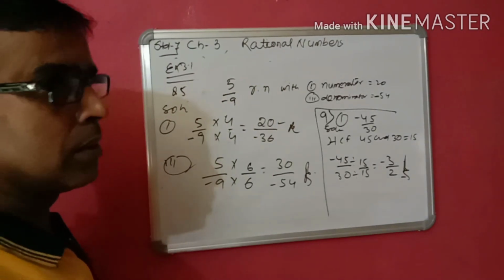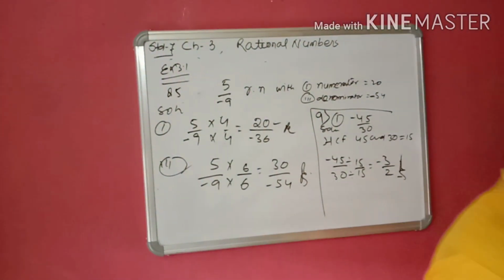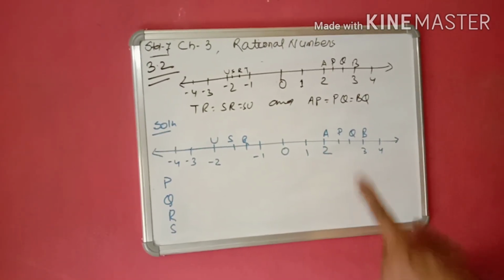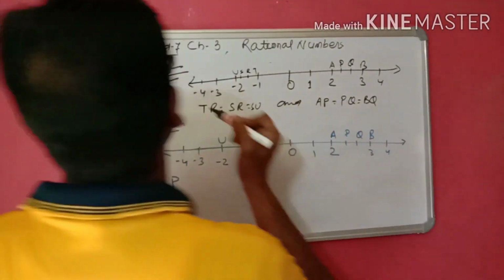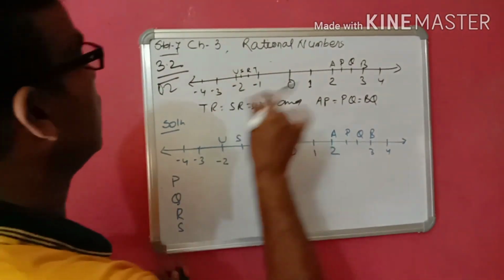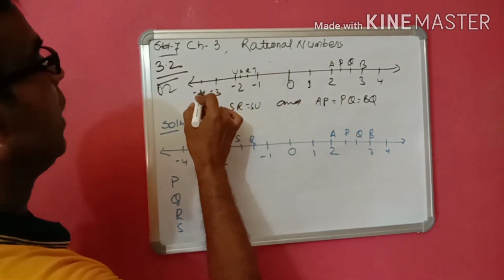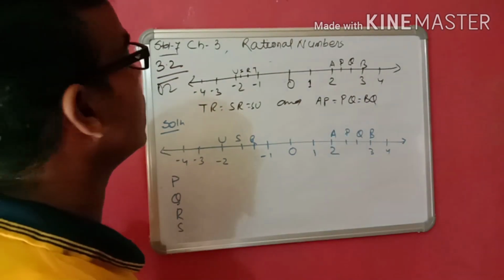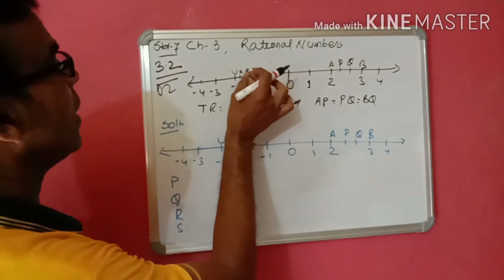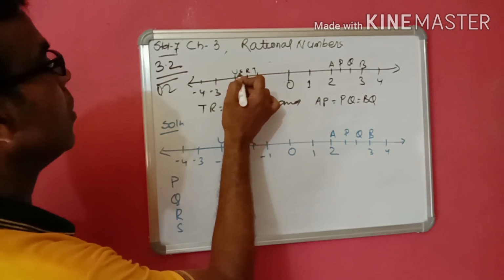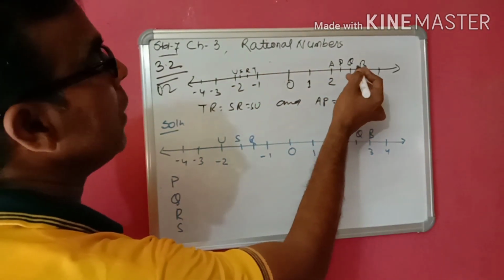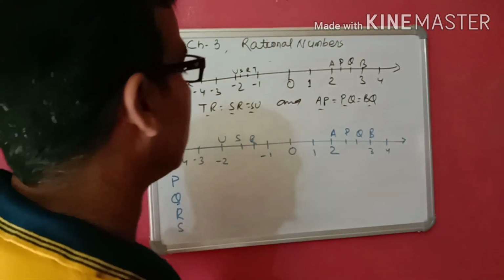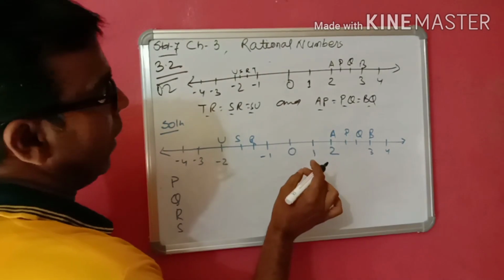Now go for exercise 3.2. Question number 2 in exercise 3.2. This is a very important question. A number line is given: minus 4, minus 3, minus 2, minus 1, 0, 1, 2, 3, 4 are there. Here it is given TR equal to SR equal to SU, and AP equal to PQ equal to BQ, which means there are three parts. So from 0 to 1 we have to make three parts.